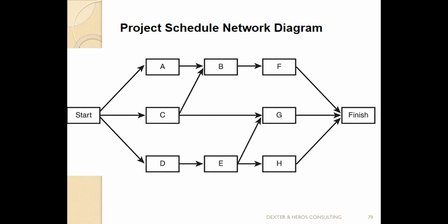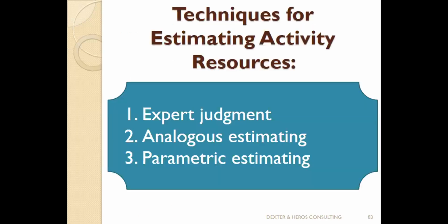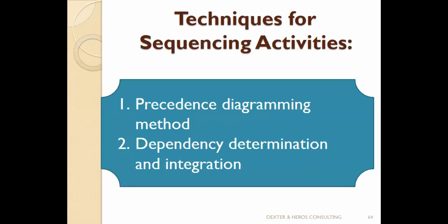Friends, what's my point? That once I define activities in planning, I should sequence the activities. And in sequencing activities, the technique we use, like I said, is what we call the precedence diagramming method. The second technique that we deploy is to determine the dependencies among your activities. And there's no formula for it. How does your activity depend on each other?